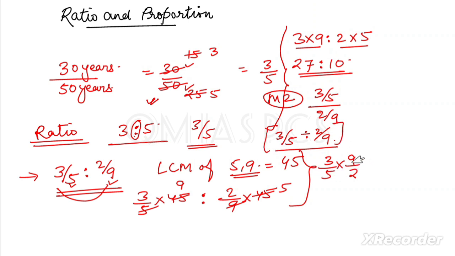So here it is 3 multiplied by 9, so it is 27, and here is 5 multiplied by 2, it is 10. So again you are getting 27 is to 10. So this is our answer, if you are changing this fraction form into integral form. Are you getting this? Any confusion right now? See, I am going just basic, completely basic. I hope you are getting this.